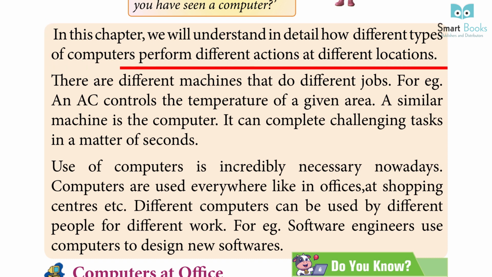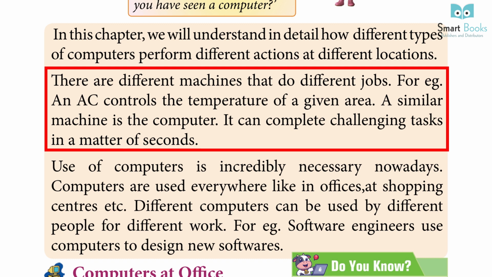There are different machines that do different jobs. For example, an AC controls the temperature of a given area. A similar machine is the computer. It can complete challenging tasks in a matter of seconds.